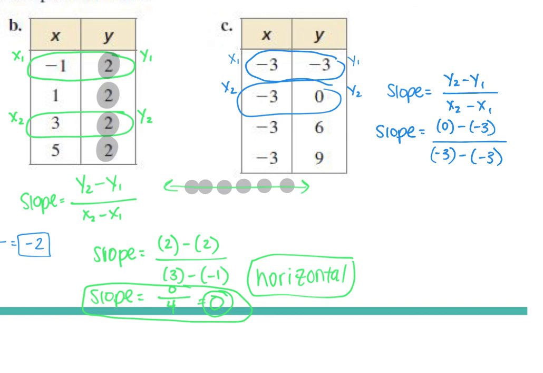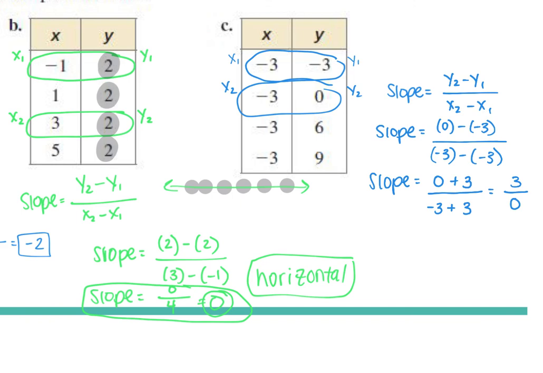Nick, what do you see? That's gonna be a vertical line. Why? Because all the x's are the same. Okay, so our slope is going to be 0 minus negative 3, which is the same as 0 plus 3. You guys with me on that? When we have a minus a negative, that's going to be positive, right? So 0 plus 3, and then negative 3 plus 3 as well. So we've got 3 in the numerator and 0 in the denominator.